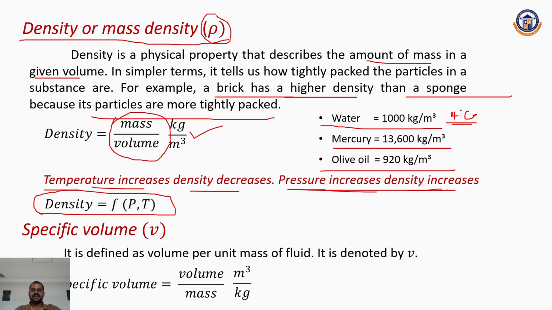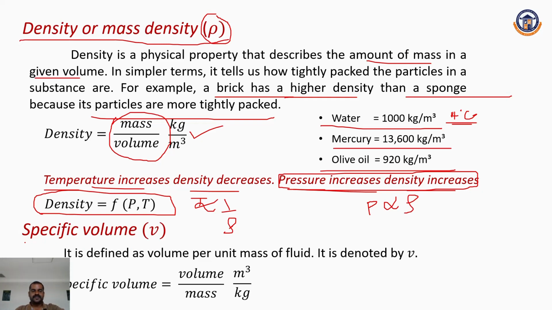If you increase the pressure, the intermolecular distance decreases, so the density of the fluid increases. So pressure and density are directly proportional, while temperature and density are inversely proportional. Temperature is inversely proportional to density. Here pressure is directly proportional to density. This is what we have to know.